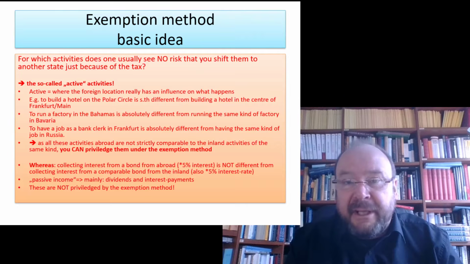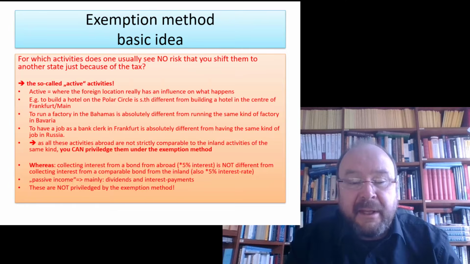So everywhere where this condition applies, that changing the location for your activity does not only change the tax rate, but also change a bundle, or at least one material other factor, which influences the gross profit, there you can offer the exemption method.